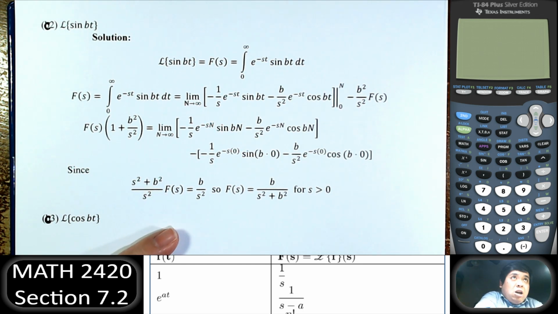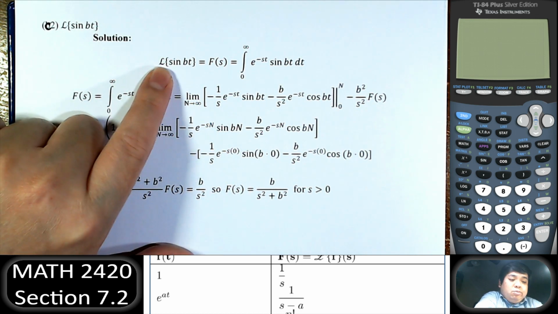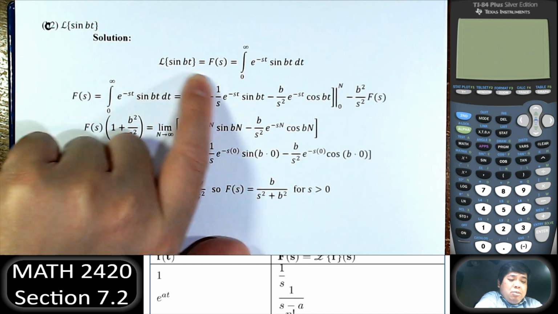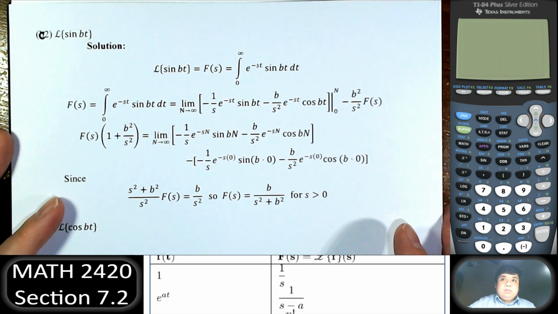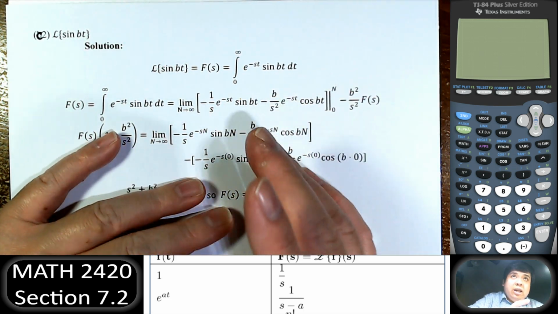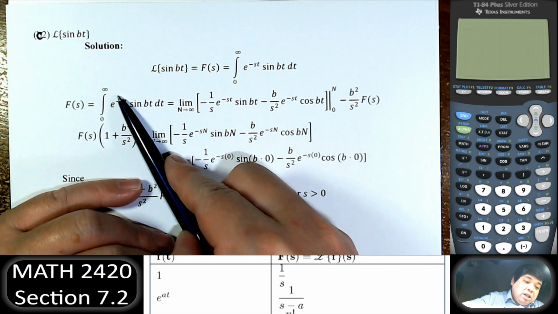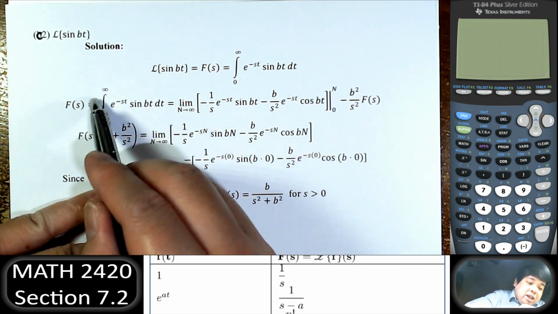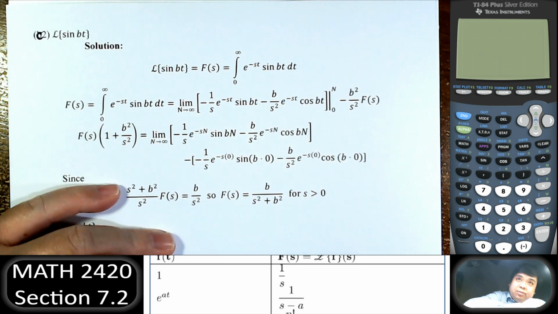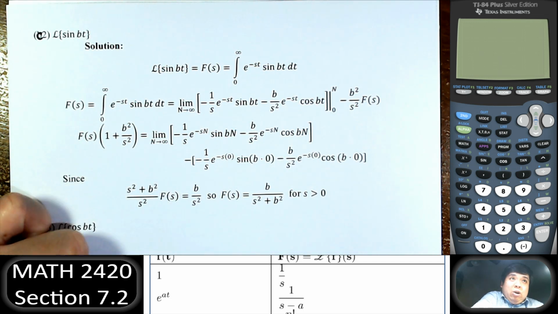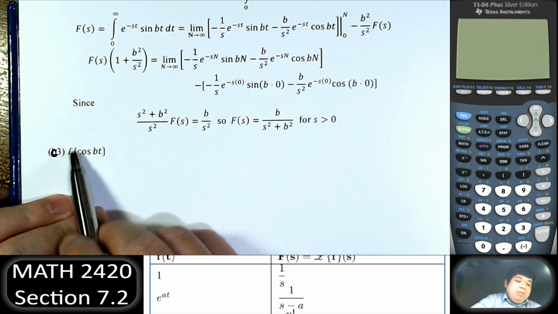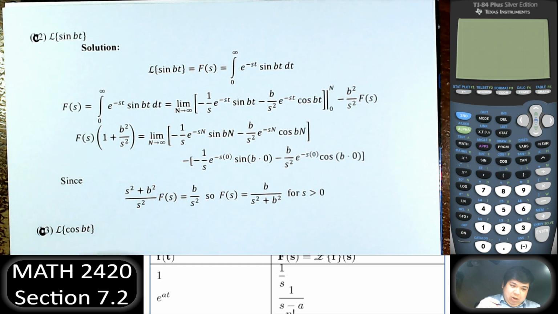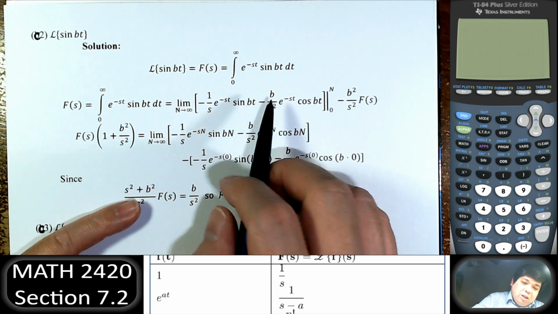Now, find the Laplace transform of sine of bt, where b is a constant. We just put sine bt into the Laplace transform formula, the definition. That's what we have here. Now we just integrate. And you may ask, why is the integral of this equal to that? Well, that requires integration by parts twice. We're going to do that when we do cosine of bt.